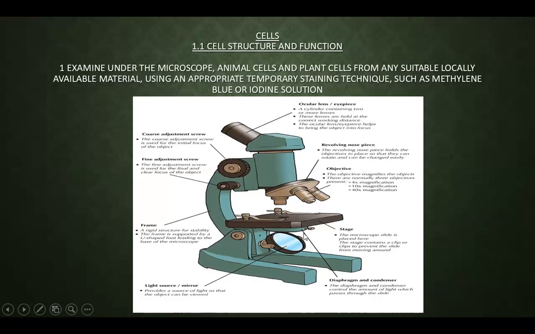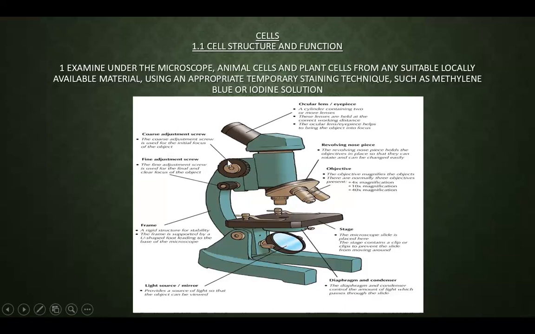So you have to keep your microscope in a place which is well lit. There should be sufficient light around, and in this way you would be able to see the image properly. And then you can see 1, 2, and 3 structures which are present here.